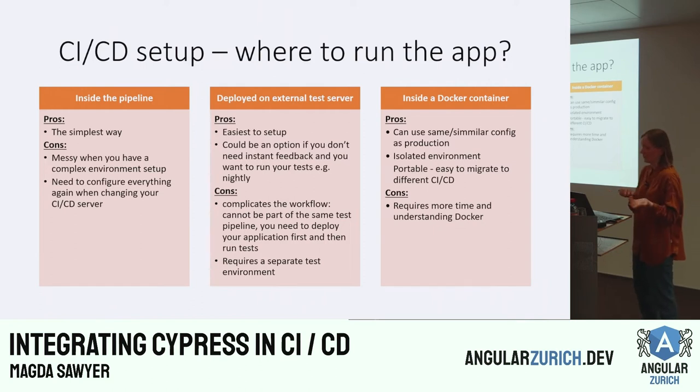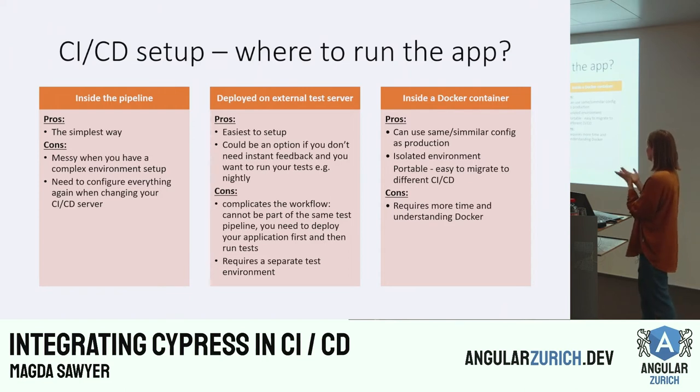This is the option that I would like to demonstrate to you. It has some very important pros. One of them is that you can use the same or a similar configuration as you would use in production. Myself, I started with the same configuration, meaning having an Angular build for production. But as I found out only later, that didn't allow me to configure code coverage in a reasonable way. So I will come to this later, but this is maybe not the best option.